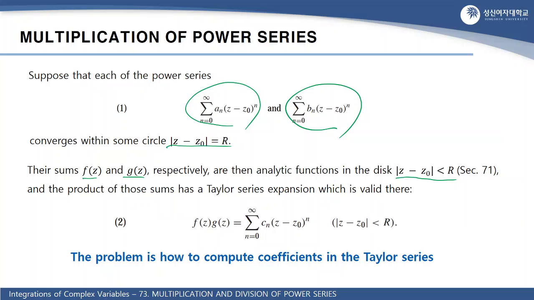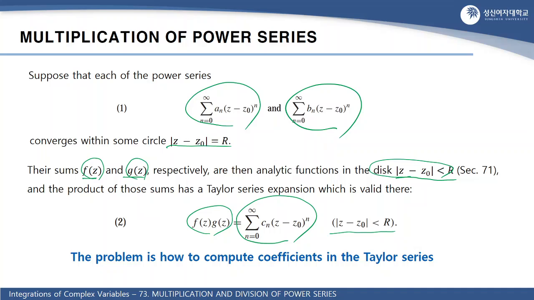In section 71, we have learned that the product of those sums, which means f of z and g of z, has a Taylor series expansion which is valid there, meaning in this disk. So f of z times g of z can be expanded in this form, a Taylor series: the summation n is 0 to infinity of c_n times (z minus z naught) to the n, which has the same disk as f of z and g of z. Okay.